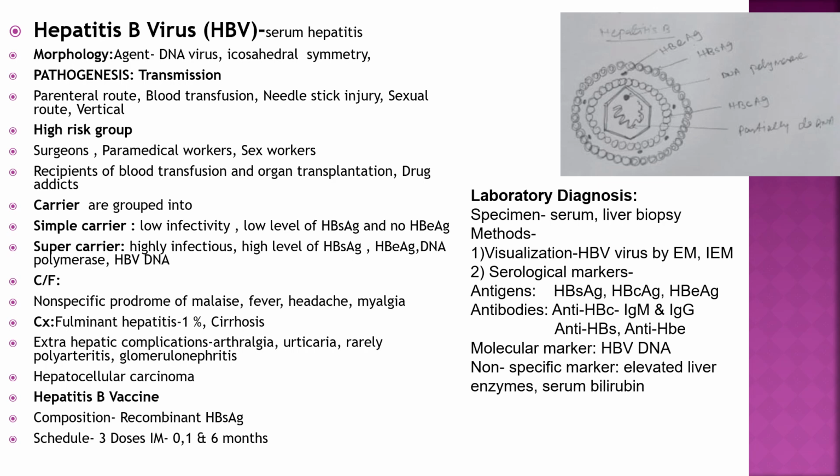Lab diagnosis: specimen, serum, liver biopsy. Methods: visualization of HBV virus by electron microscopy, immunoelectron microscopy. Serological markers: antigens HBsAg, HBcAg, HBeAg. Antibodies: anti-HBc IgM and IgG, anti-HBs, anti-HBe antibodies. Molecular markers: HBV DNA. Non-specific markers: elevated liver enzymes, serum bilirubin.